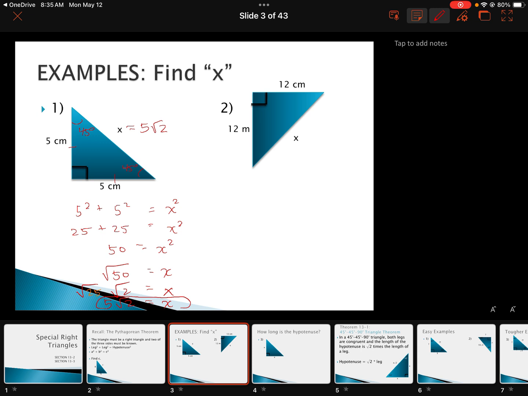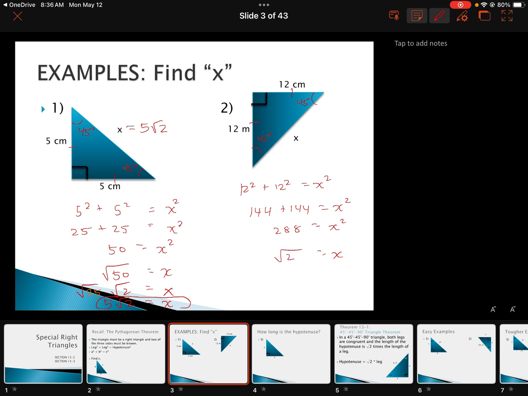We're going to do the same thing again for number 2. Notice how your legs are the same. That creates congruent angles, which means they have to be 45 degrees. So these are right isosceles triangles. Pythagorean theorem says 12 squared plus 12 squared has to equal your x squared. So 288 equals x squared.